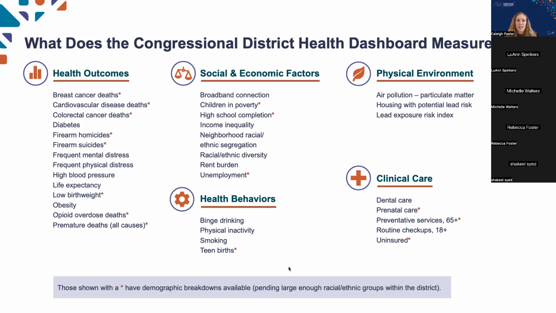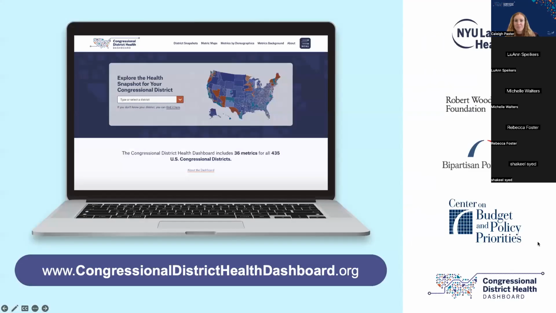So this is just a layout of the data that we do have. And as you can see here, we break down our data into 5 overarching domains, which are health outcomes, social and economic factors, health behaviors, physical environment, and clinical care. And those are the big overarching domains that we feel like all of our metrics fall under, but all generally fall under the bigger bracket of health.